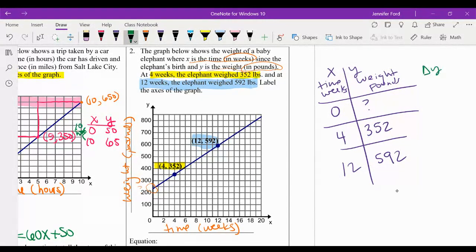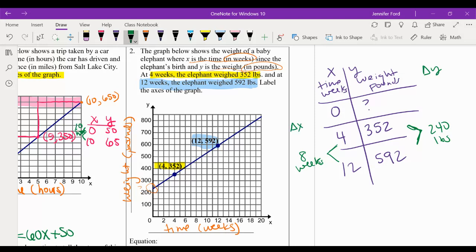So change in Y from 4 weeks up to 12 weeks, he gained, I don't know, 592 minus 352. If I had a calculator handy, I'd use it, but I don't. Okay, 240. So this little baby elephant grew 240 pounds from 4 to 12. 12 minus 4 is 8, in 8 weeks. Okay. And this is my change in X.